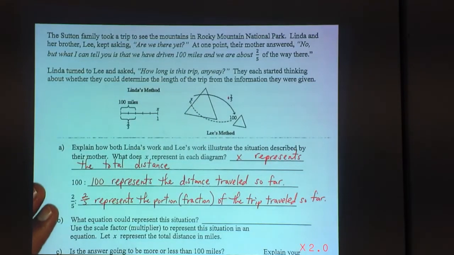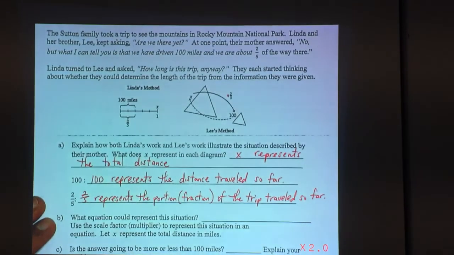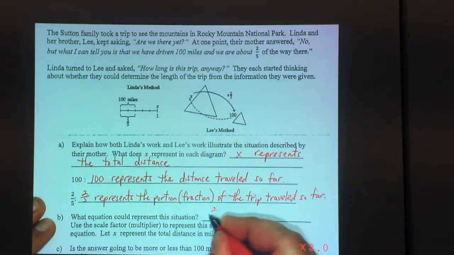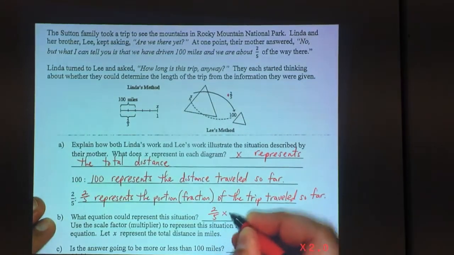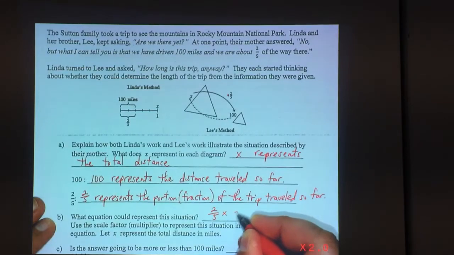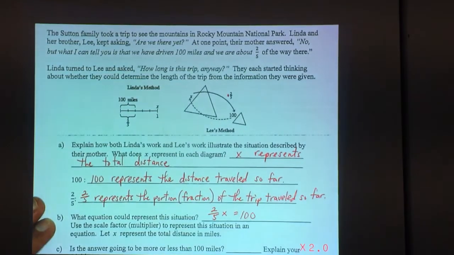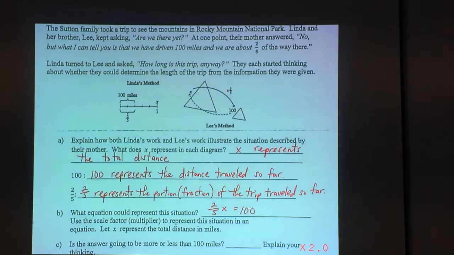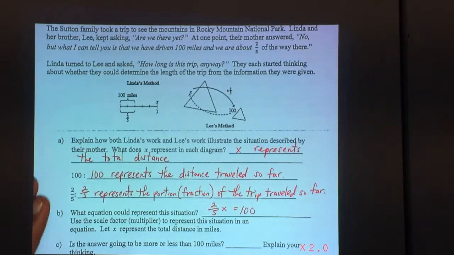Okay, so what equation could represent the situation? 2/5 of the trip, remember x is the whole trip, equals 100 miles. Use the scale factor as a multiplier. So the scale factor is the 2/5 from Lee's thing. And the x is the total distance in miles.